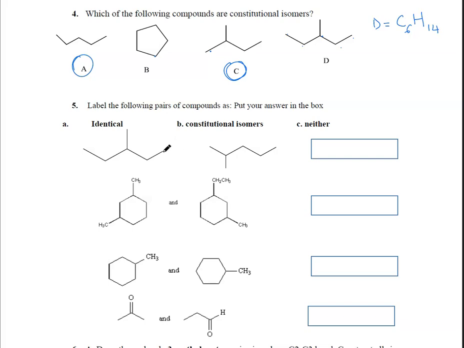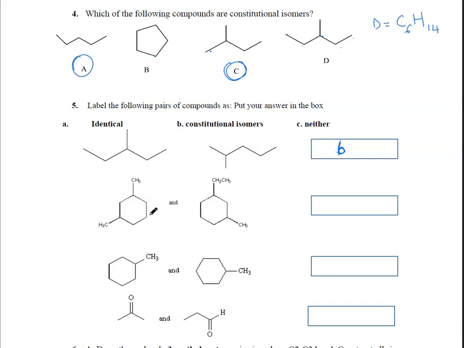Okay, so for example, this one, if you look, there are 1, 2, 3, 4, 5, 6 carbon atoms. This one also has 1, 2, 3, 4, 5, 6 carbon atoms. The only difference is that the methyl group is at the third position, and here the methyl group is at the second position. So this one will be constitutional isomer. So B, because B is my constitutional isomer choice.